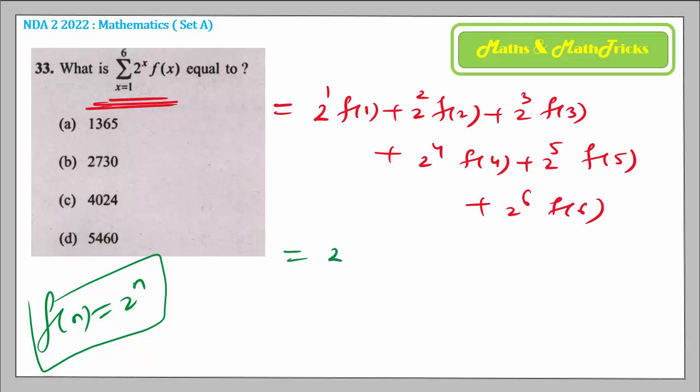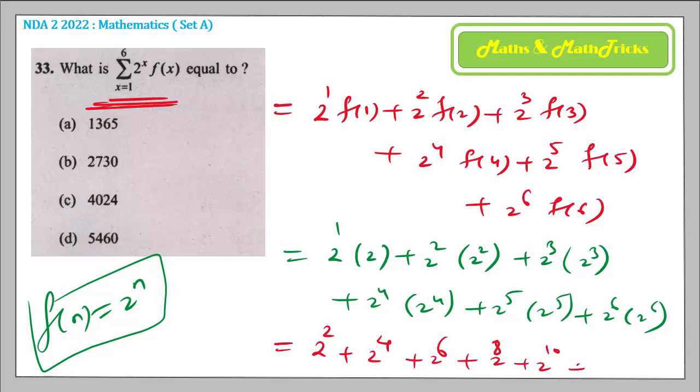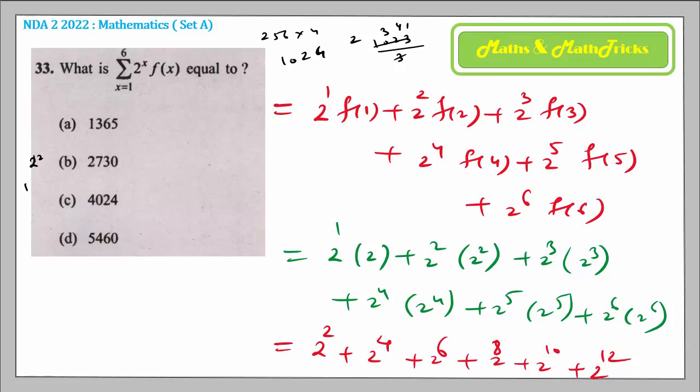Apply it. So you will get 2 to the power 1 into 2, 2 to the power 2 into 2 to the power 2, 2 to the power 3 into 2 to the power 3. So we have got a pattern. So what is this answer particularly? Can you see that you are basically getting 2 to the power 2 plus 2 to the power 4, 2 to the power 6, 2 to the power 8, 2 to the power 10 and 2 to the power 12. So you can calculate the sum of these 6 numbers, you will get that number to be 5460, and hence the answer is option D for this.